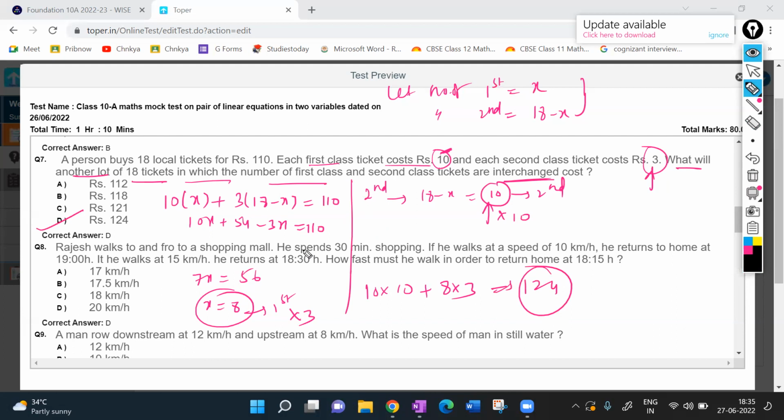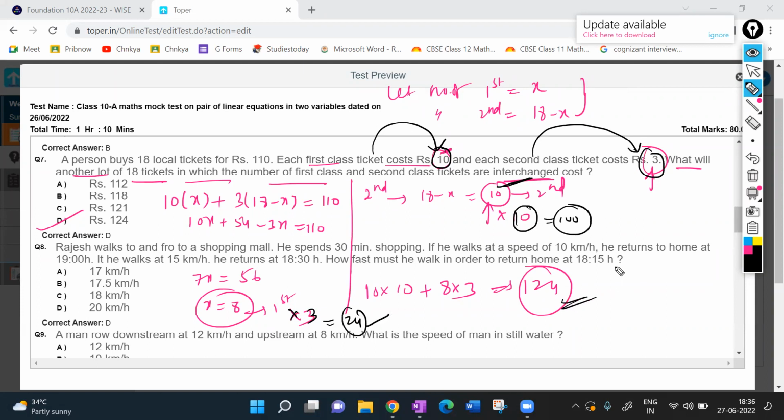I'll explain again. First class tickets, I got 8. Second class tickets, I got 10. He has given the first class ticket cost as 10 rupees. If I take these 10 rupees for second class tickets, I'll get 100 rupees. He has given the second class ticket as 3 rupees. If I take these 3 rupees for first class tickets, that is 24. So 24 plus 100, 124, is the answer. Any doubts? Sir, can you explain again? Where you didn't understand, tell me.